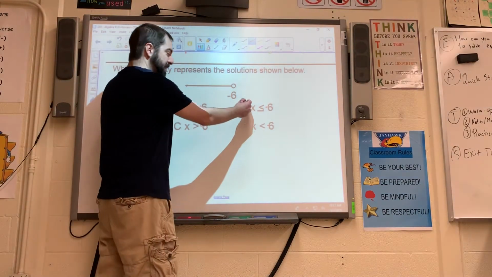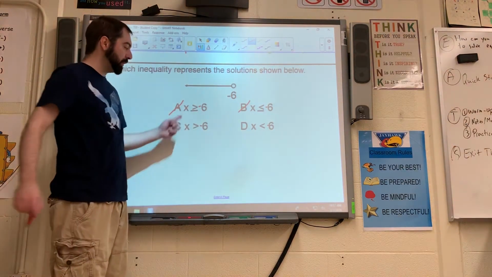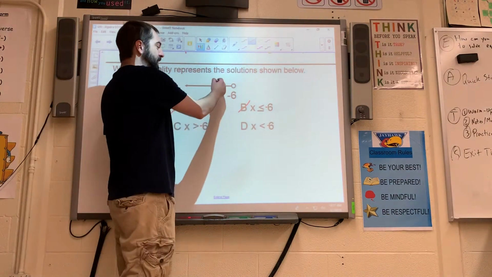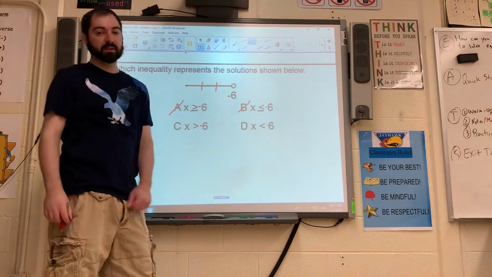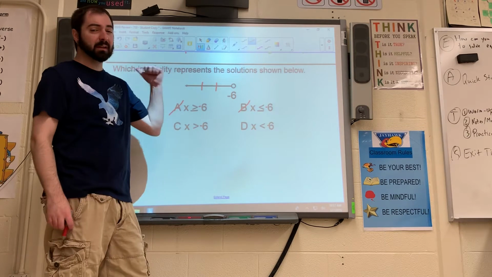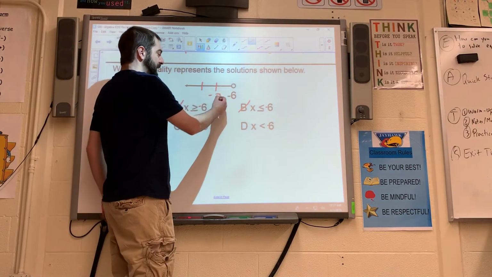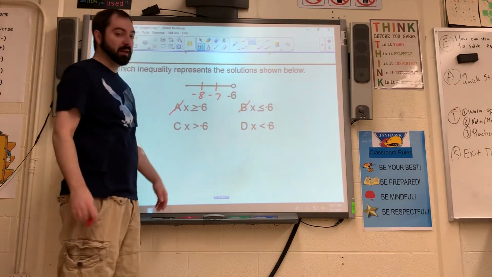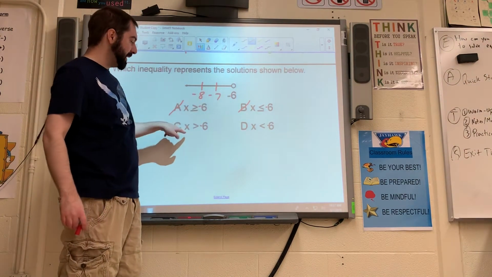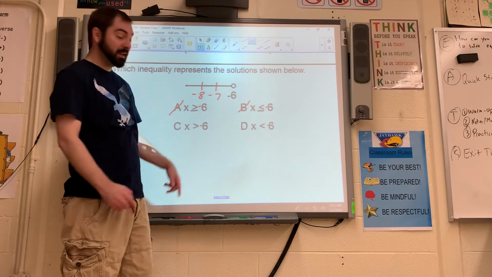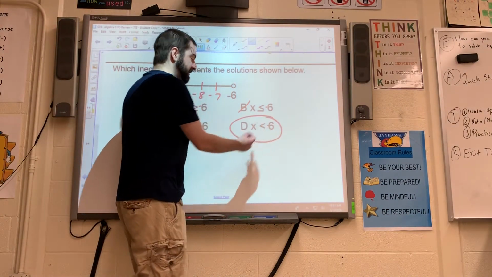So I know that it's not a closed circle, which would be or equal to. And then I have to think, what are some numbers that are to the left of -6? Any number to the left is less than, progressively getting more negative. So I know it would be like -7 and -8. These numbers are getting less than. Well, which one has x is less than -6? That would be answer choice D.